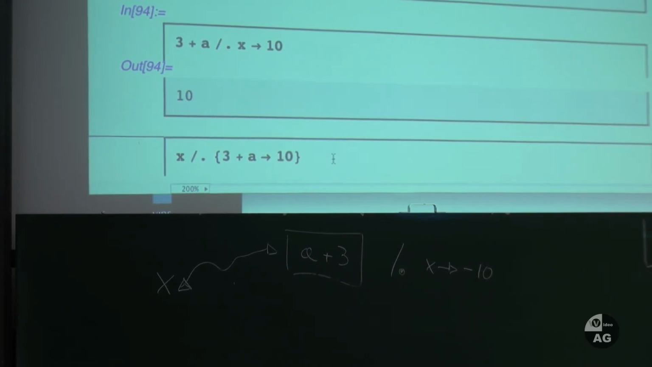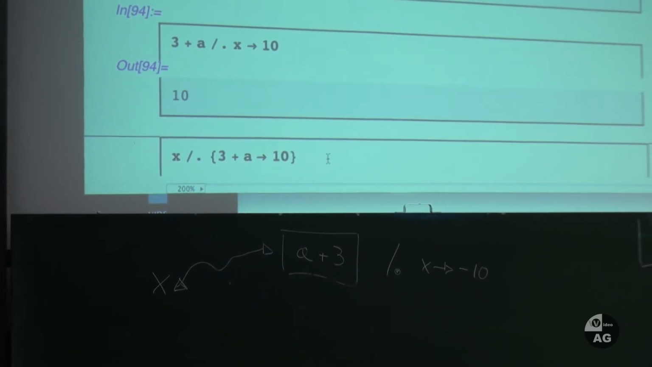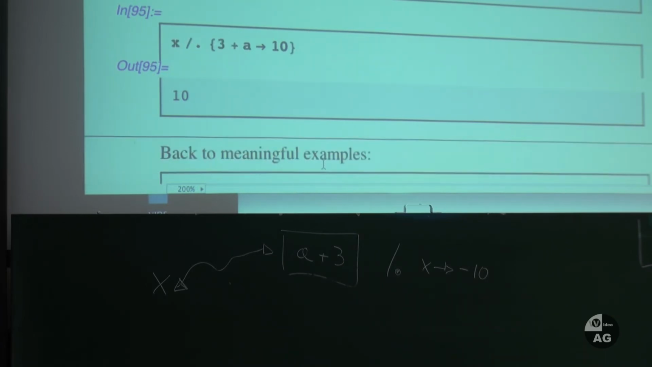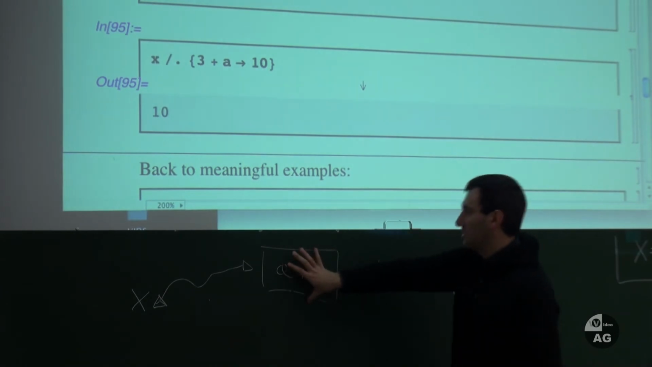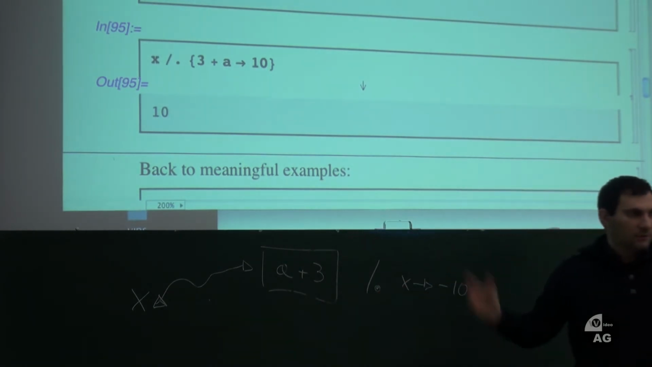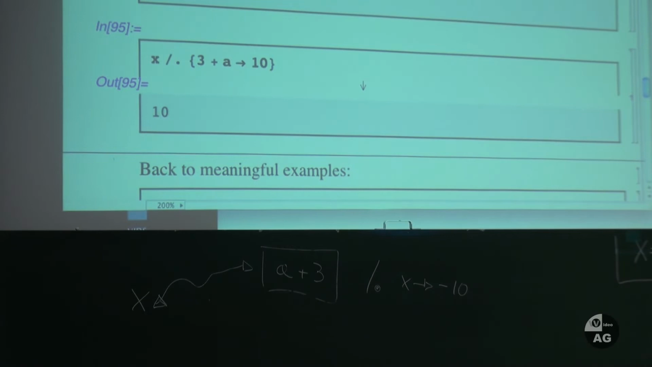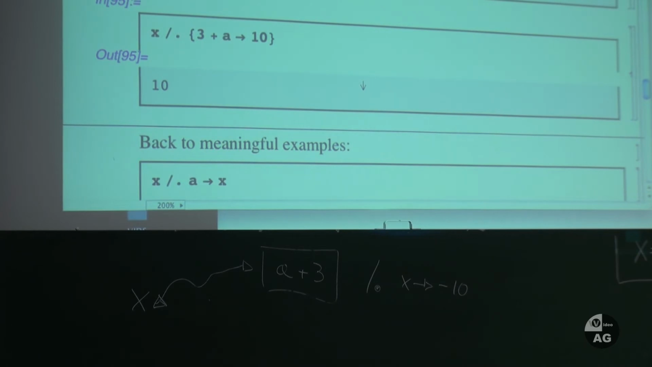We can do this. Okay, how about this? This is kind of intuitive at this point. x, we know that x is 3 plus a. We take 3 plus a, we replace it with 10, so it should be 10. Yeah. So that is fine. We are working in the memory side. We take this object, we replace it with 10. Okay, that's what we expect. Enough for this. I think I made my point clear. Don't use replacement rules like that.